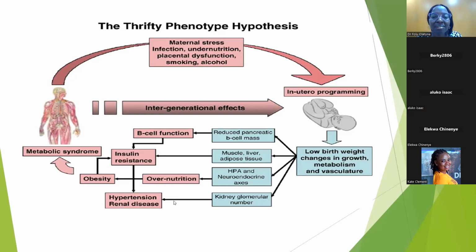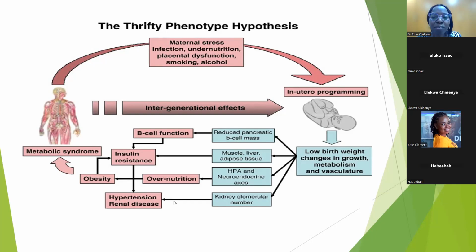So if there's reduced pancreatic beta cell mass, what disease can that child have in the future? Anybody? Diabetes, thank you. The child can have problems with beta cell function, leading to insulin resistance and diabetes in later life. Muscle, liver, adipose tissue can also be affected, on and on like that. The kidney can be programmed to have problems in later life just because that baby in the womb is not well nourished.